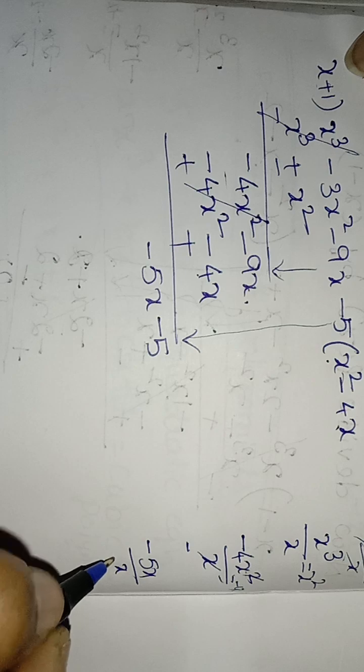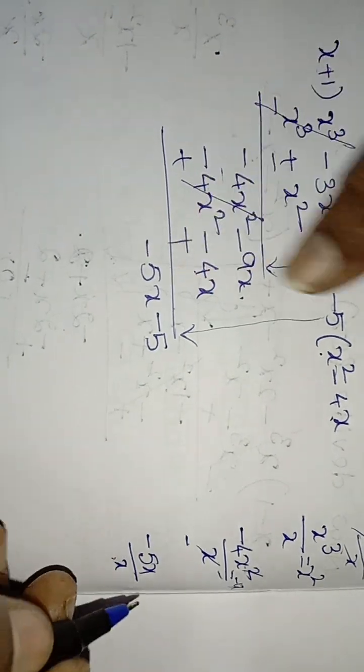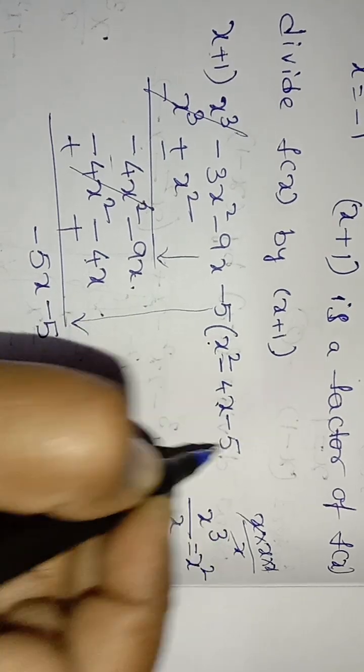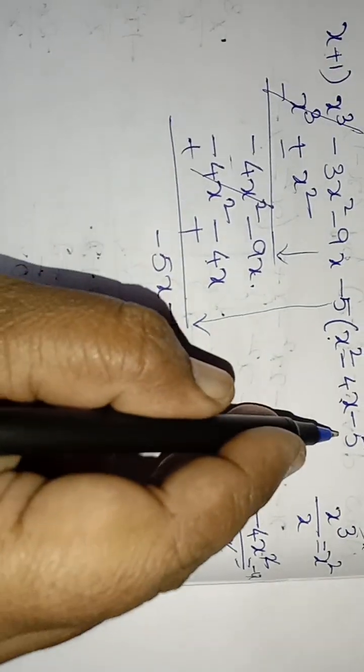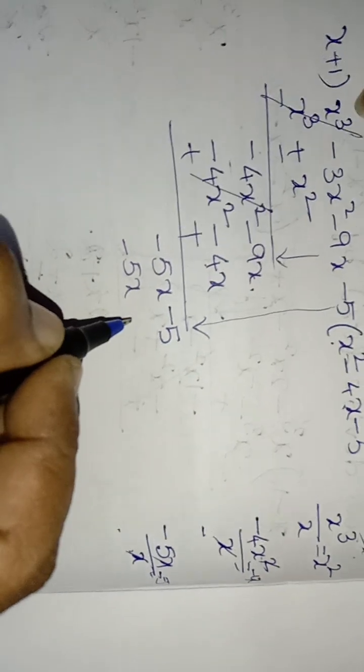Next, to find the next quotient, x from the divisor, minus 5x from here. x will get cancelled and minus 5 is left. So I am taking minus 5. Minus 5 into x is minus 5x, minus 5 into plus 1 is minus 5.